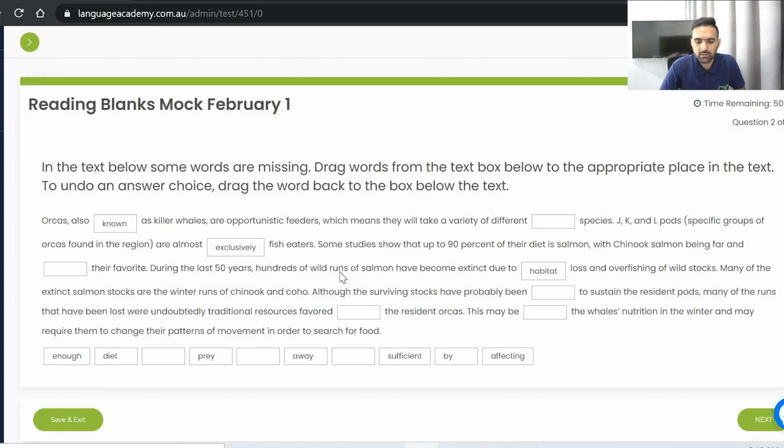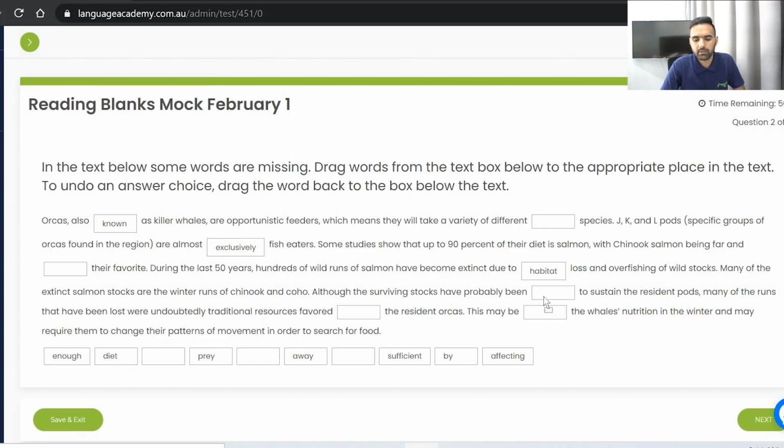Although the surviving stocks have probably been dashed to sustain the resident pod, many of the runs that have been lost were undoubtedly traditional resources favored dash the resident orcas. Although the surviving stocks have probably been dashed to sustain. Sustain means to live. When you say this is dash for me to stay alive, you basically say this is enough for me to stay alive, because sustain means kind of staying alive or living life.